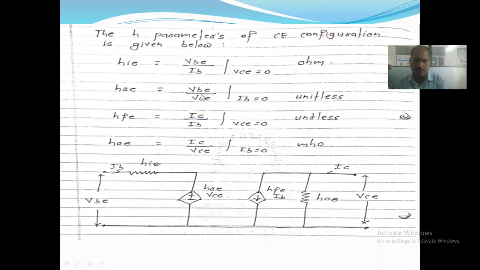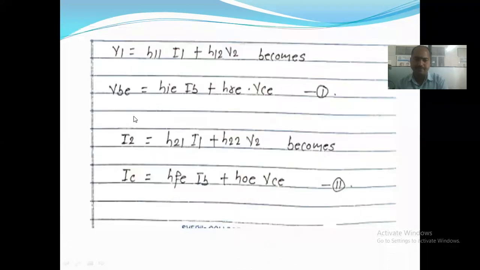Both are voltages, so there is no unit, it is unitless, right? Now HFE. Here, IC equals HFE into IB plus HOE into VC. Now we have to find out the HFE.